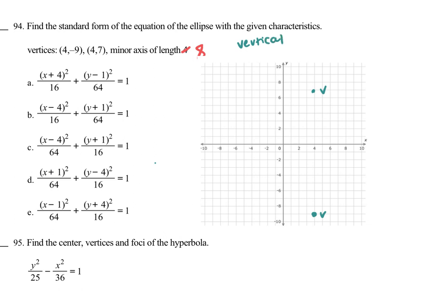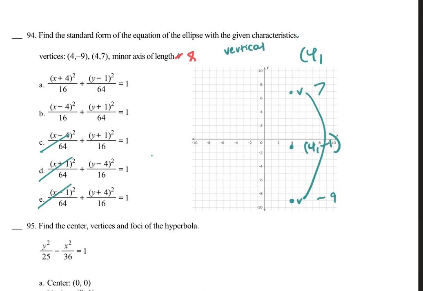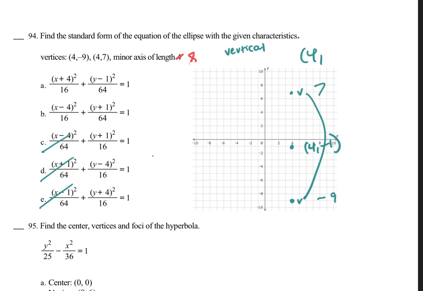If you look at your equations, if it's vertical, the larger number has to come under the y. So that eliminates this one, and this one, and this one. Your center is the midpoint between these two. So it would be 4 for the x, and then halfway between -9 and +7, if I add those together and divide by 2, is -1. So now I know my center is 4, -1, and that would be x -4 and y +1. That already gives me my answer without having to do anything else.